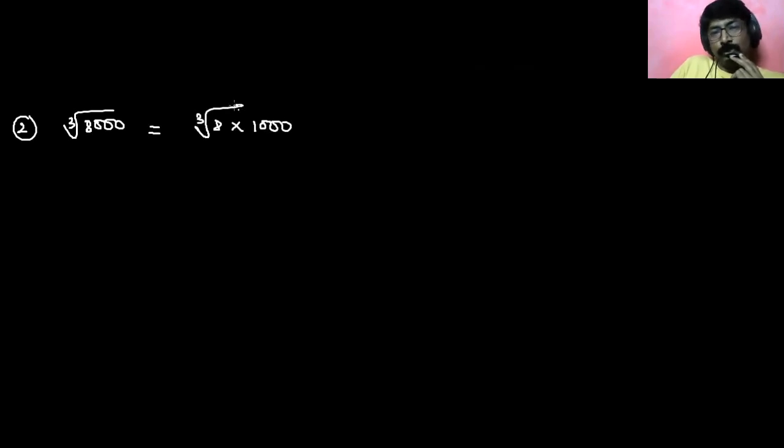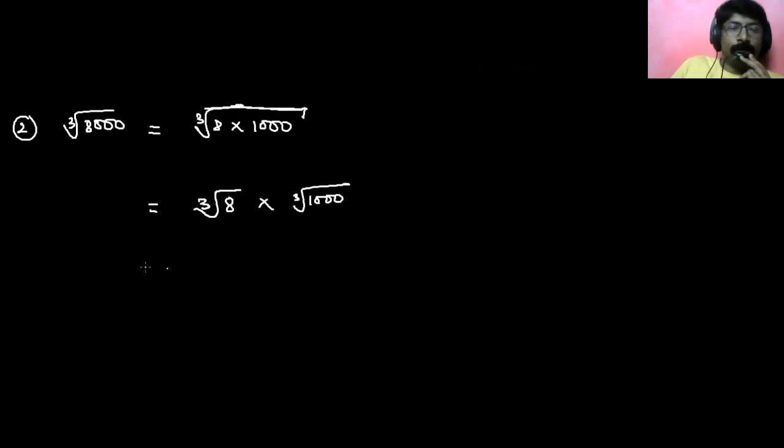Make sure that you write the cube root till the end, not somewhere in the middle. It should be covering the entire product. And that can be done as cube root of 8 into cube root of 1,000. Isn't it? And what is the cube root of 8? It'll be 2. And what is the cube root of 1,000? It's 10. So the cube root of 8,000 is 20.